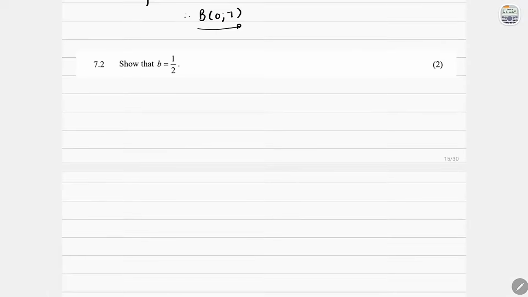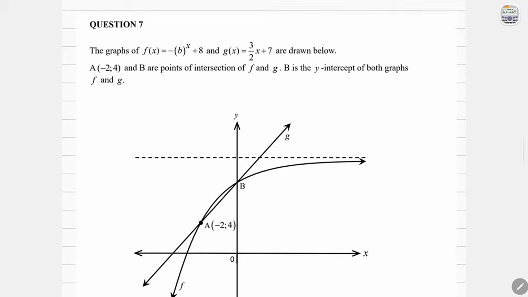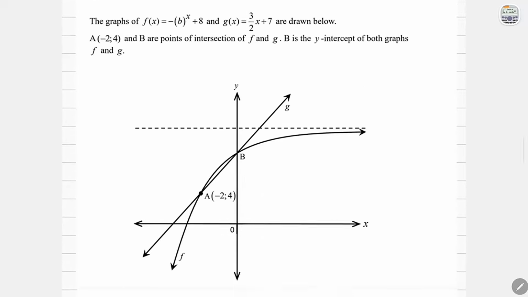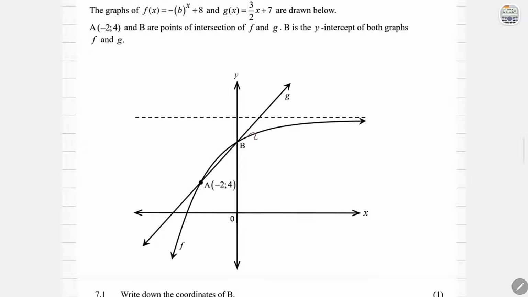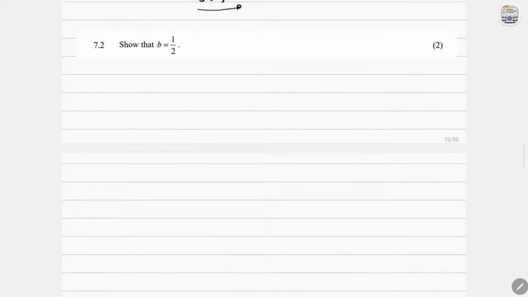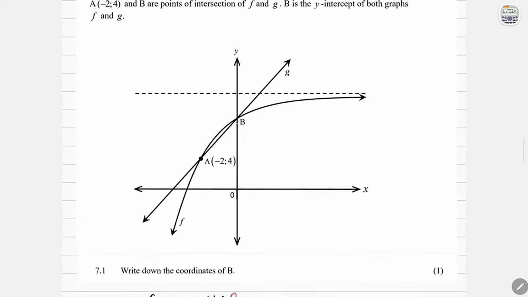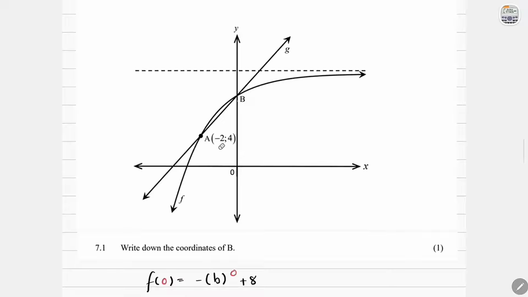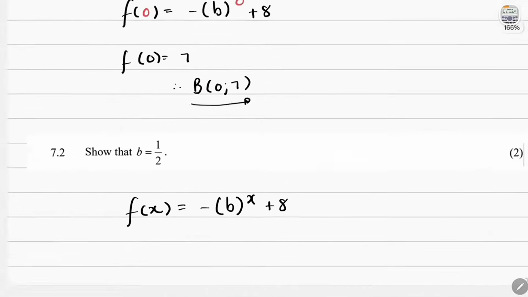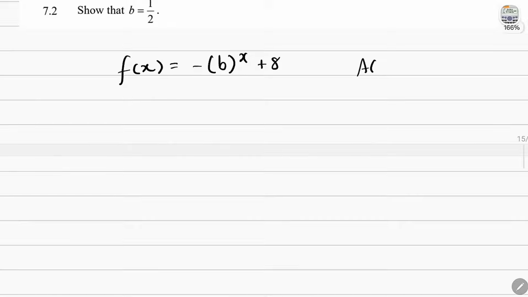Question 7.2 says, show that b is equal to 1 over 2. Okay, so finding the value of b, we can just use a point on this graph. You can't use this one, it's not going to work. So we can use A. Let's take the graph of f again. That's the equation of f, and we're just going to find b using this point A, so negative 2 and 4.